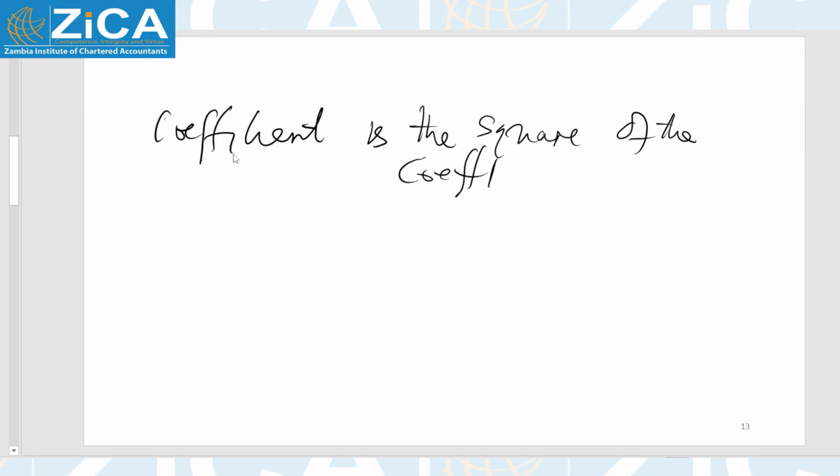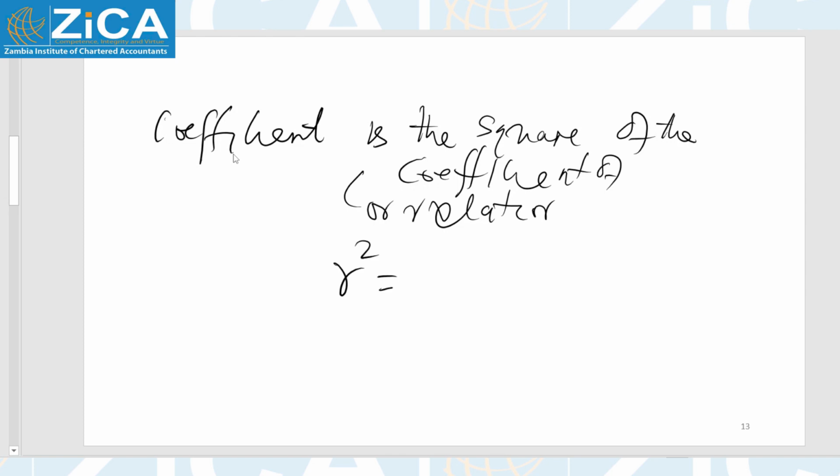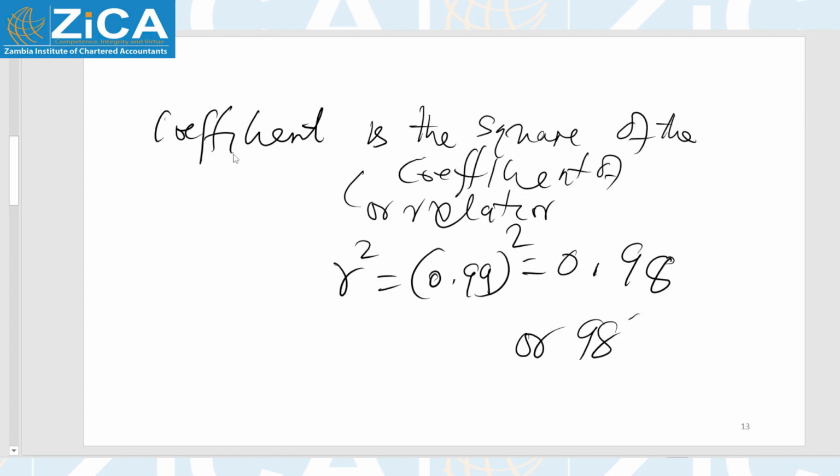Coefficient of determination is the square of the coefficient of correlation. So R squared will be equal to 0.99. You square this value, and if you square it, it will give you 0.98, or 98%. This is the coefficient of determination.